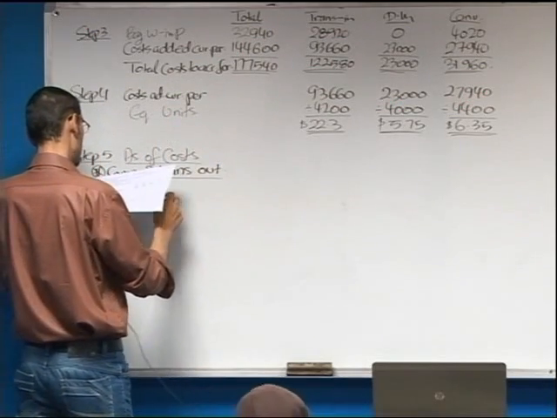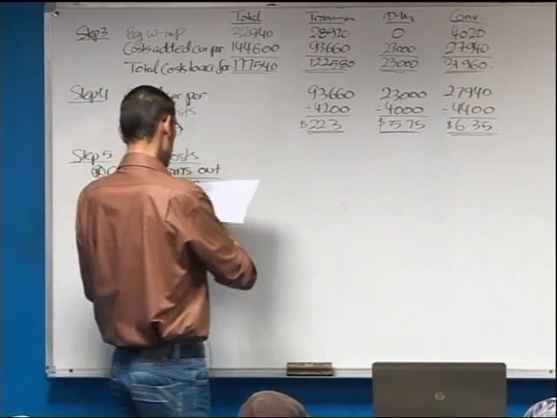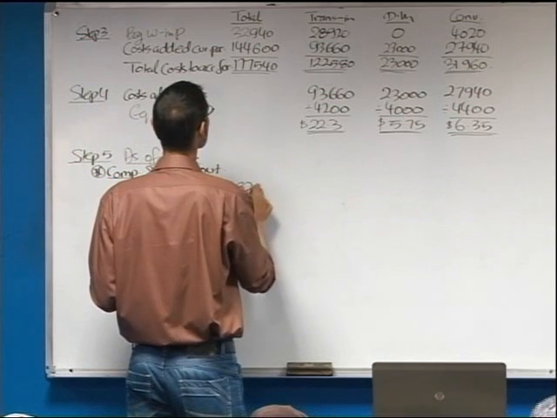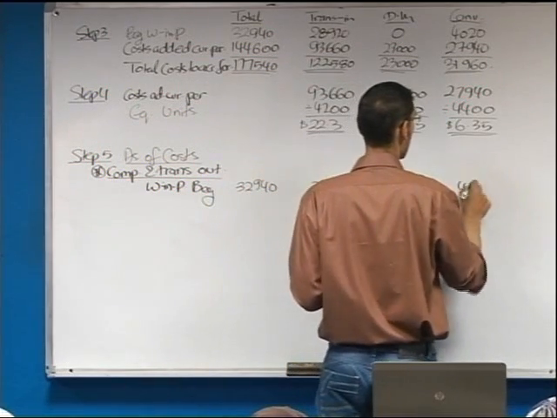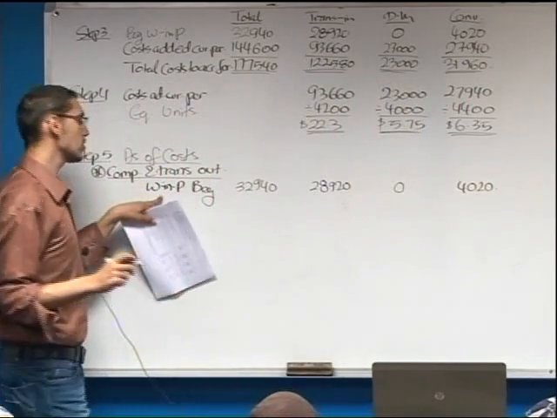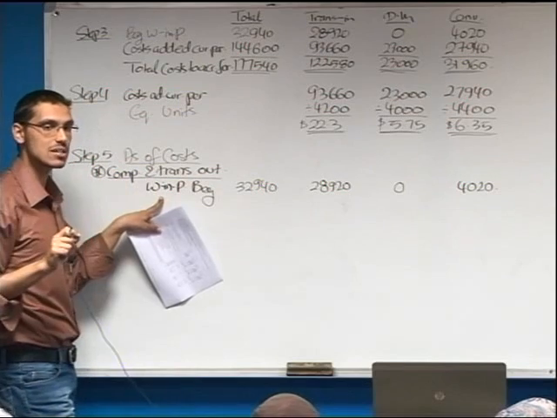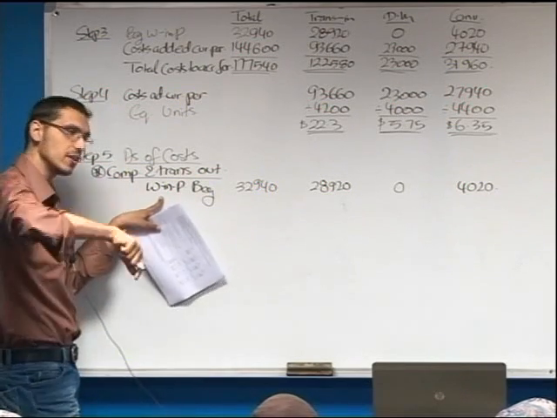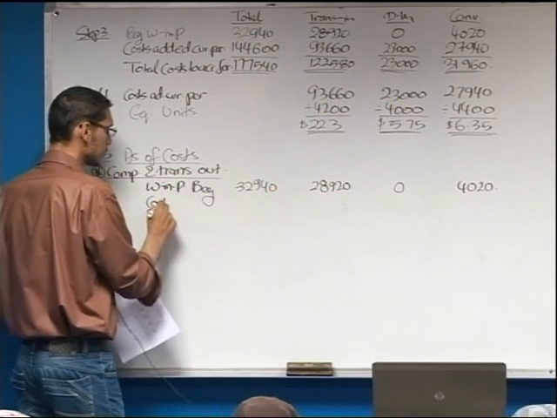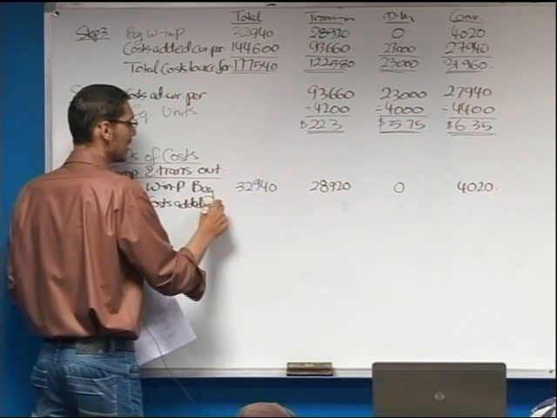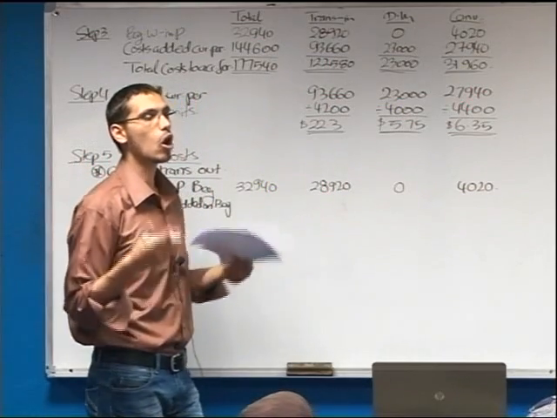Therefore, the work in process beginning is $32,940, $28,920, 4,020. Now we are going to add on these costs the costs that were incurred to complete the beginning work in process and to start and finish the 2,800 units as completed and transferred out. Therefore, the cost added on the beginning work in process inventory. What would be the costs that are added on the beginning work in process inventory?